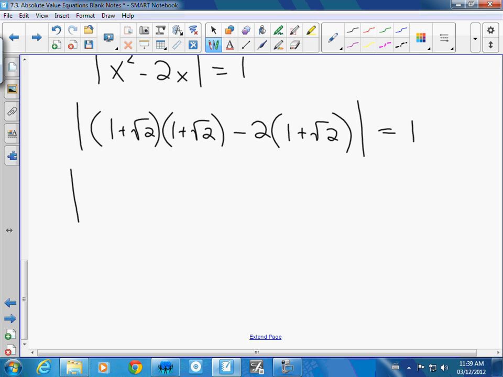First, outside, inside, last. What's 1 times 1? Not helpful. 1 times root of 2? Root of 2. Root of 2 times 1? Root of 2. What's root of 2 plus root of 2? And please do not say root of 4 when I ask this question. What is root of 2 plus root of 2? 2 root of 2. Thank you.